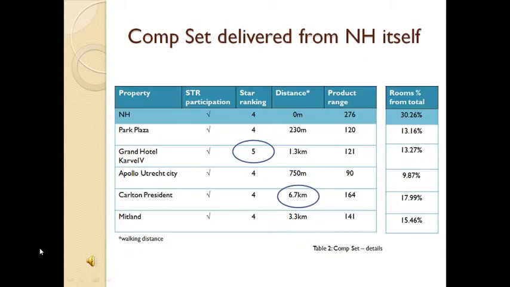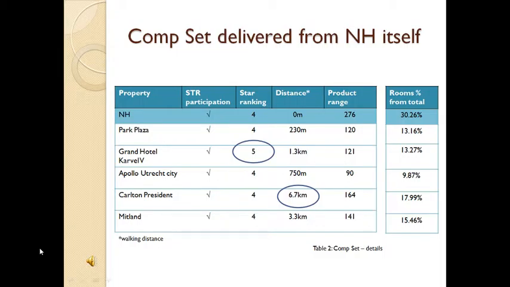Secondly, the Carlton President Hotel stands out with being the furthest away. This, in a certain matter, means it might not be a direct competitor. However, we should not forget the flexibility of today's customer and the ease of traveling. This would indeed lead us to the conclusion that this hotel should be included in the competitive set as well.